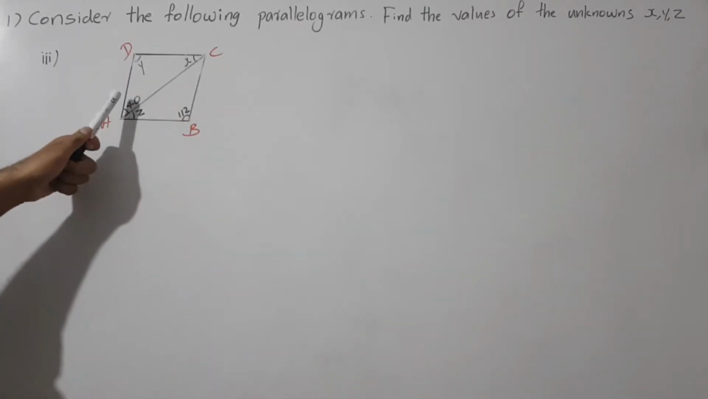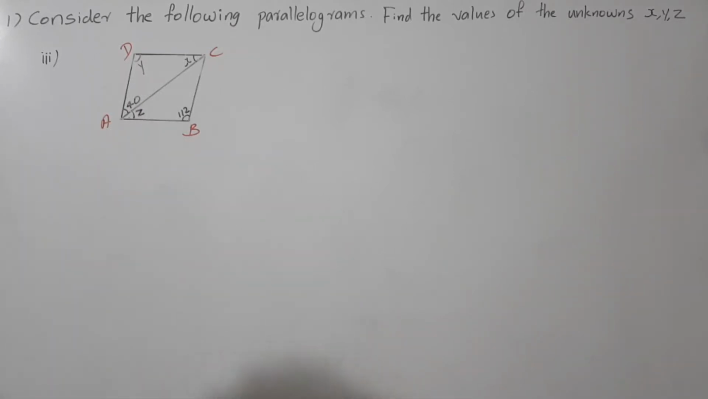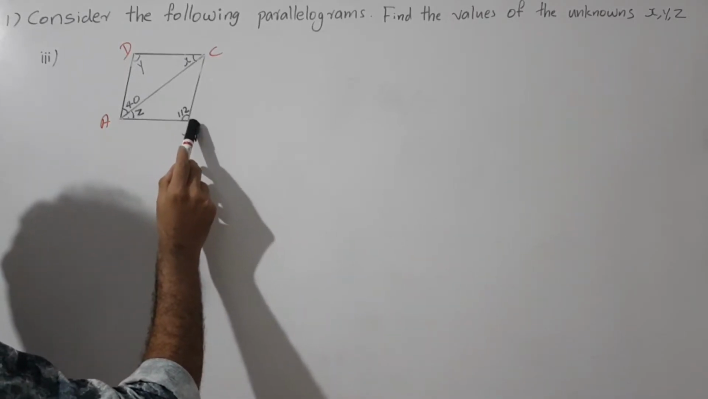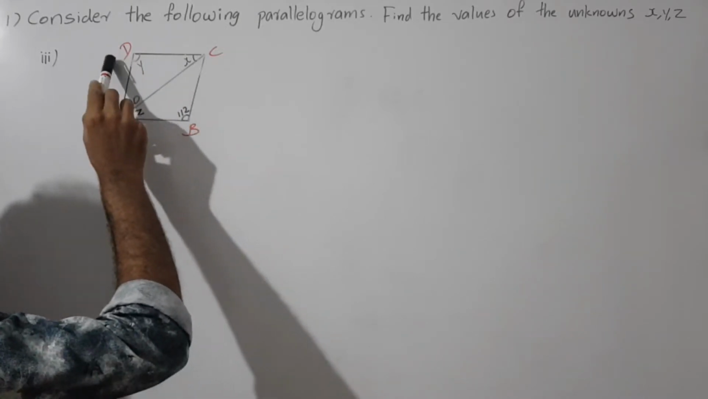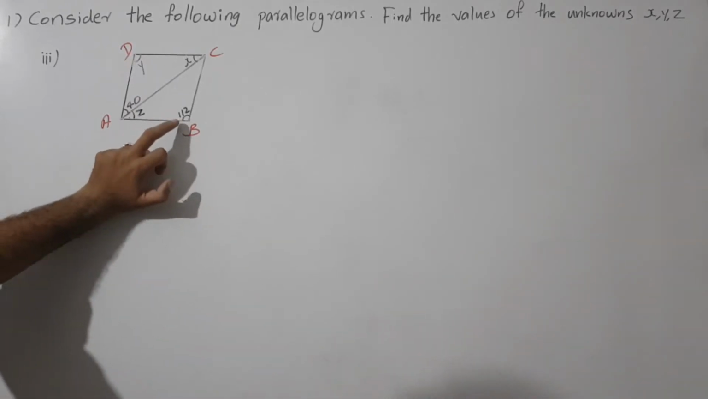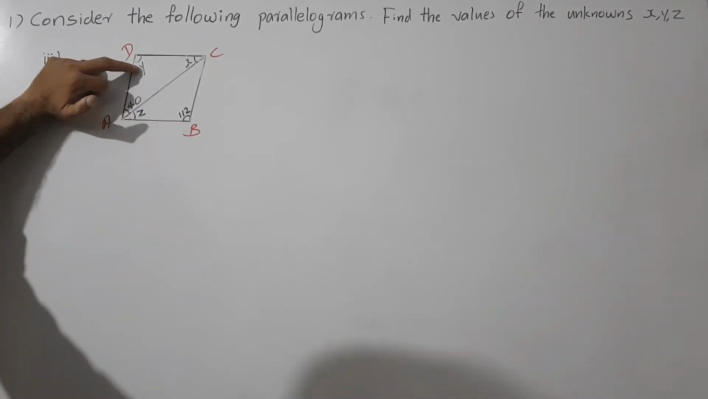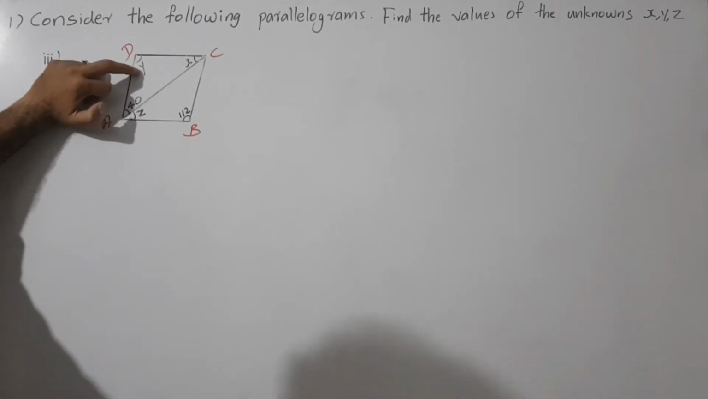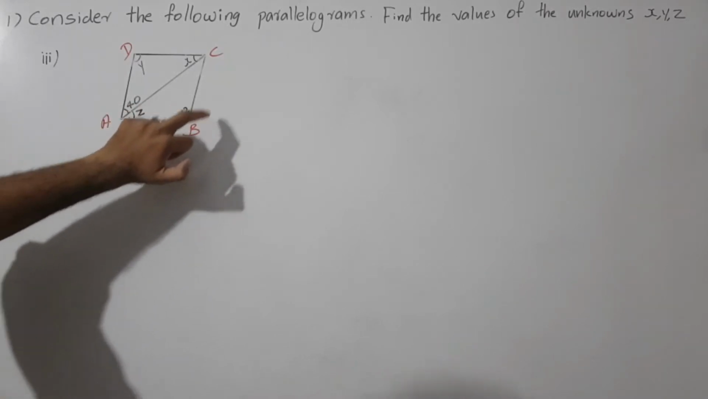For that, the angle values 40 and 112 are given. Correct? 40 and 112. Here the angle value of B is given, that one is 112. Then it is very easy to write the angle value of D, that means the value of Y. What is the value of Y? The value of Y is also 112. Why? Because Y and 112 are opposite angles of parallelogram ABCD.